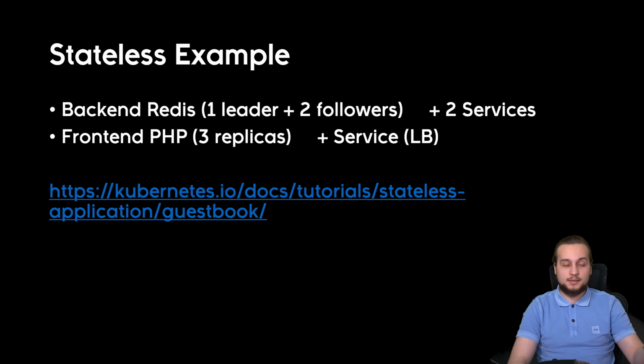Alright, now let's see a stateless example. Here we'll have one Redis backend with one leader and two followers, plus two services, one service for the leader and one service for the follower. And then we'll have a PHP frontend with 3 replicas and a service which will be a load balancer.